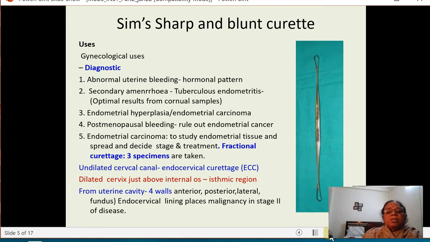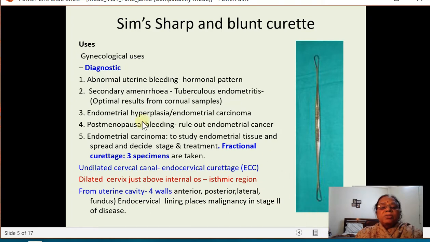The uses: abnormal uterine bleeding, to know the hormonal pattern; in secondary amenorrhea, especially to diagnose tuberculous endometritis, and here it is very important that the samples should be taken from the cornu of the uterus, because tuberculous salpingitis is 100% present whenever you are expecting genital tuberculosis. Then to diagnose endometrial hyperplasia, the precursor lesion of cancer endometrium, or cancer endometrium itself. Then in postmenopausal bleeding to rule out malignancy.